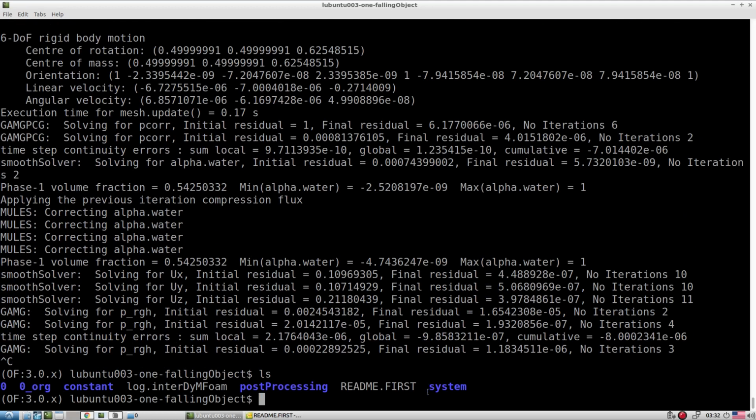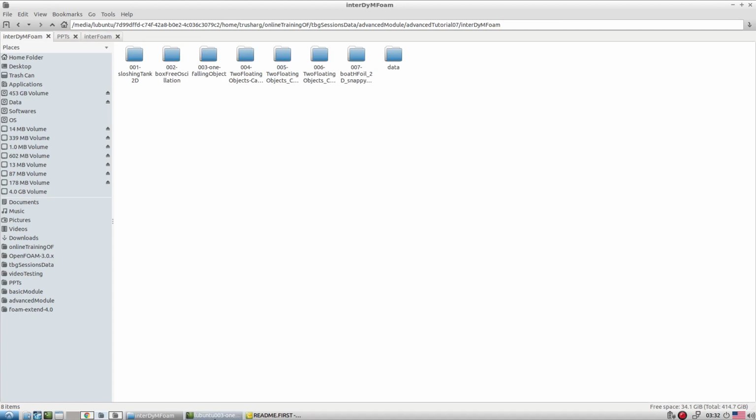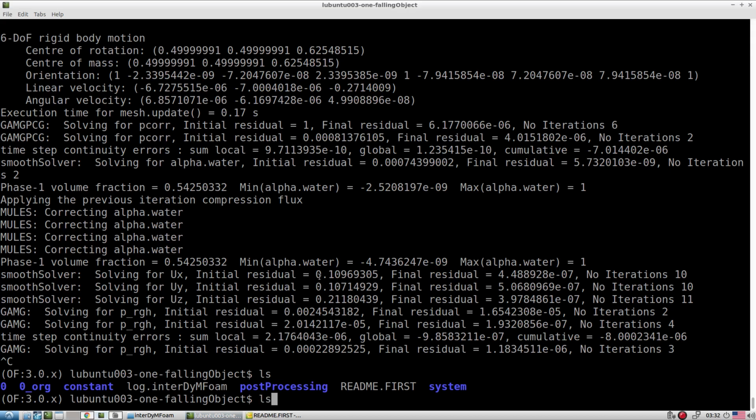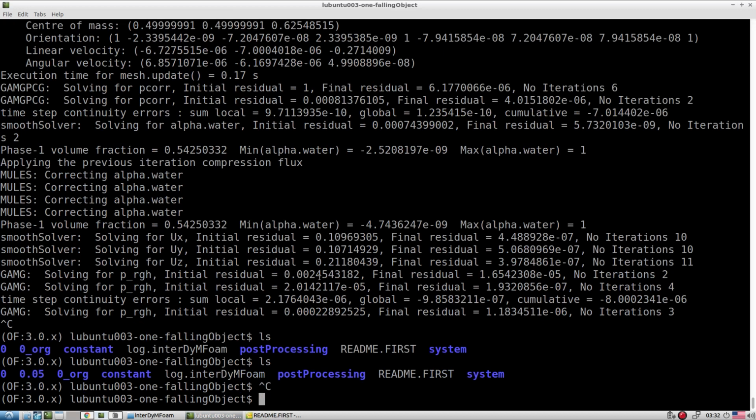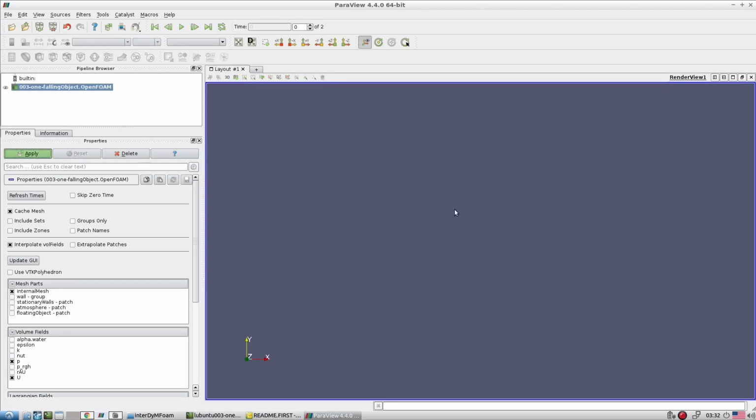So I don't have any animation file for this particular test case. Otherwise I will show you very quickly what's going to happen. But no problem, it's going to finish at least a couple of iterations very quickly.